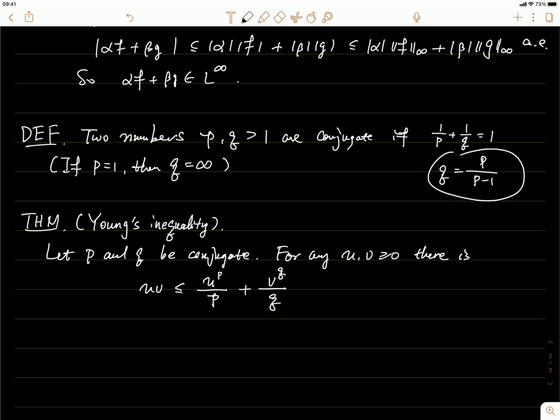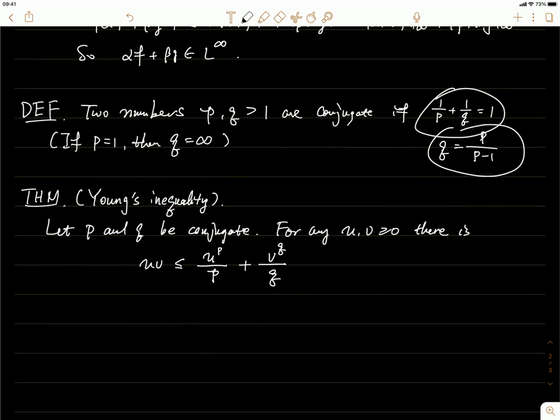Okay, so a special case is when P and Q are both equal to 2. In that case, we just have U times V is less than or equal to U squared over 2 plus V squared over 2. You should be very familiar with this one: UV is less than or equal to half of U squared plus V squared, and this can be obtained easily from an inequality you know. But in general, as long as P and Q are conjugate to each other like that, then we have this inequality. So Young's inequality is a generalization of the inequality we just wrote. Okay.